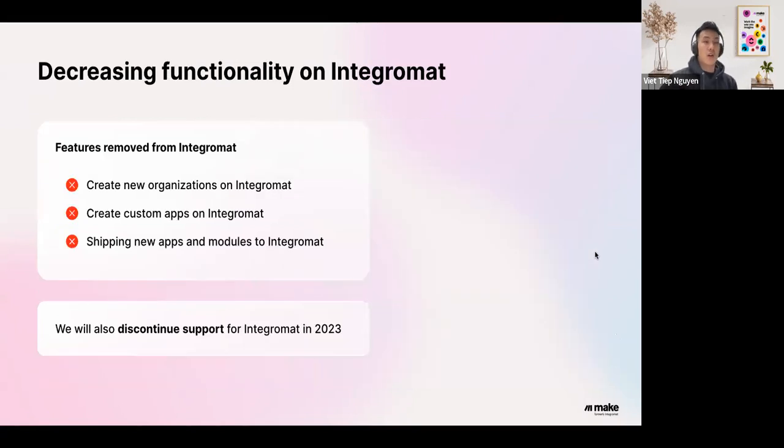Aside from that, we have also decreased some of the functionalities on Integromat. At the moment, those are not major. There have been just three changes. The first is creating new organizations on Integromat. This is no longer supported. Second, creating custom apps on Integromat. New custom apps can only be created on Make, and we no longer ship new apps and updates of the modules on Integromat. All of those will keep working and remain the same on Make.